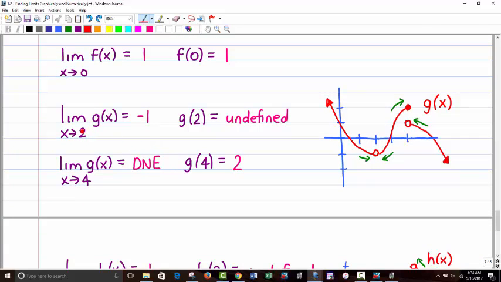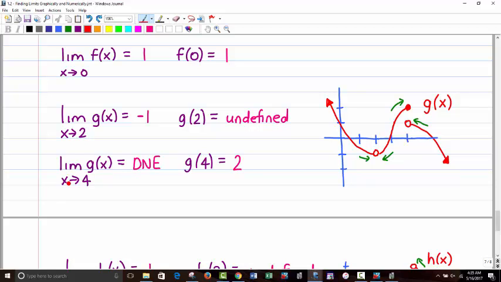How about this one? Limit as x approaches 2, they're coming down here, and see these two green arrows? They're both approaching that hole, which we will assume is at -1. But g of 2, obviously it's a hole there, so it's not defined. So I would look up and down this graph and see if I saw a random dot put in there somewhere. There's not a dot. So without the dot, g of 2 would be undefined.